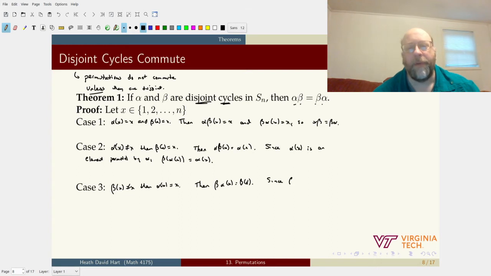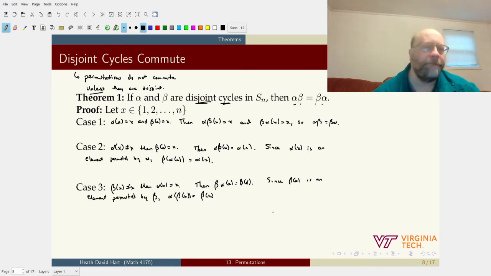And since beta of x is an element permuted by beta, alpha of beta of x will also equal beta of x. Alpha has to leave it alone. And so both of these turn out to be the same again. And so in all three cases, we get the same thing, whichever order we do this in. All right. Okay, so let's move on.